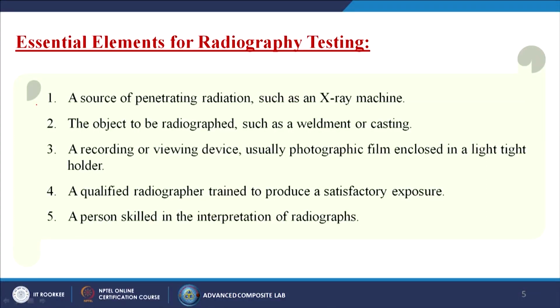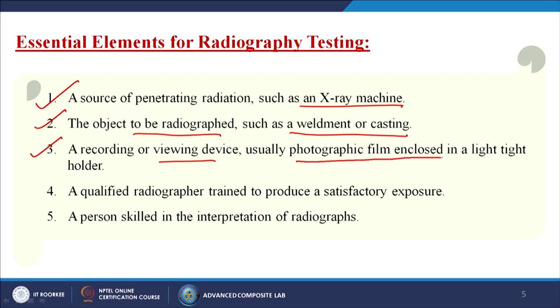Now, what are the essential elements for radiography testing? First is a source of penetrating radiation such as an X-ray machine, or sometimes we call it an X-ray gun. Second, the object to be radiographed, such as the weldment or the casting or any kind of product, as I told already. Third is the recording or viewing device, usually photographic film enclosed in a light-tight holder. Number four, a qualified radiographer trained to produce a satisfactory exposure, because sometimes we need to do the proper X-ray testing so that we can get the actual information about that particular defect itself.